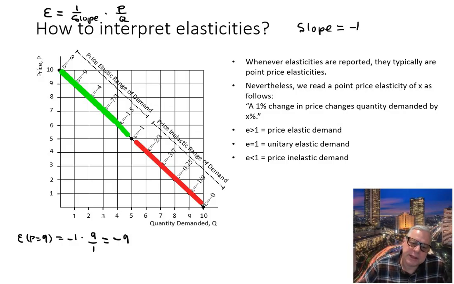And here in the middle, where the elasticity is 1, that is what we call unitary elastic. So whenever the elasticity is greater than 1 in absolute terms, we call it elastic. When it is equal to 1, unitary elastic, and when it is less than 1, it is inelastic.